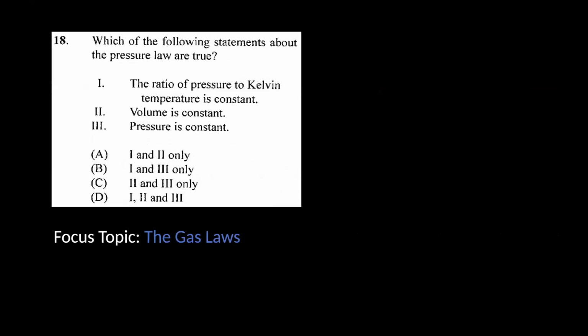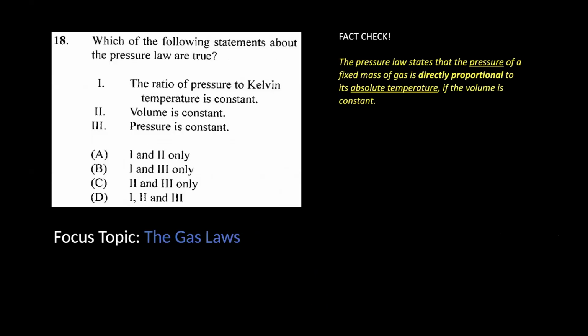Which of the following statements about the pressure law are true? All right, and we have our 3 statements. The pressure law states that the pressure of a fixed mass of gas is directly proportional to its absolute temperature, and that's temperature in Kelvin, ensuring that the volume is constant. So therefore, it means that option 1 is part of it, and the volume is constant, which means option 2 is also a part of it. The pressure, however, does not remain constant, so our answer is A, which is 1 and 2 only.